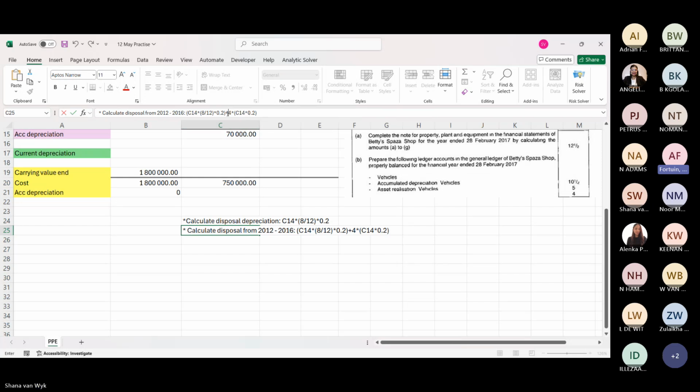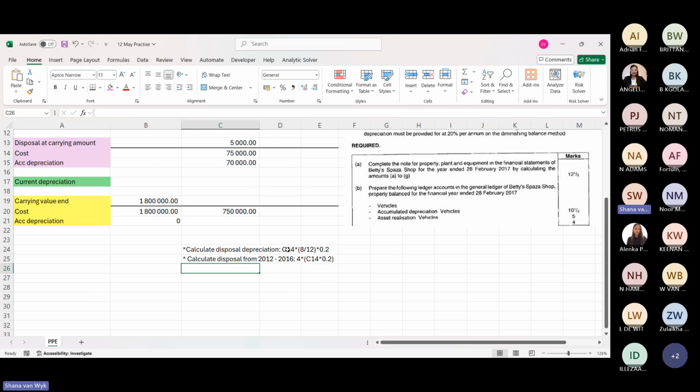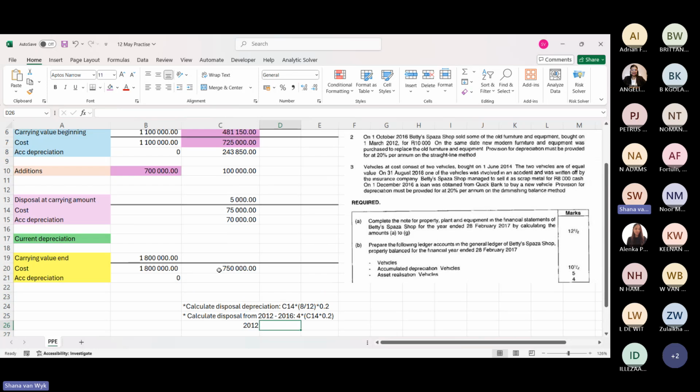Okay, Shauna, write first. 2012. Do it line by line. Okay, okay. Let me do it line by line. Wat gaan aan? Ons is maar stadige mense.